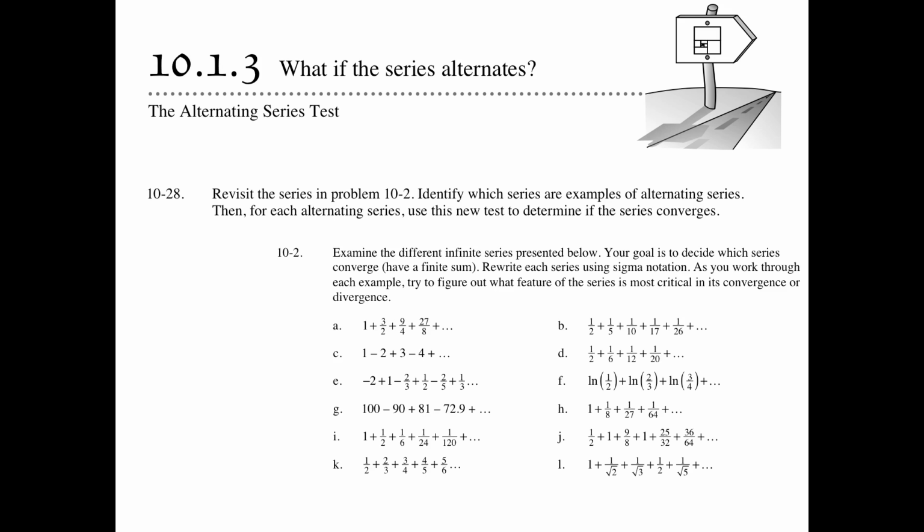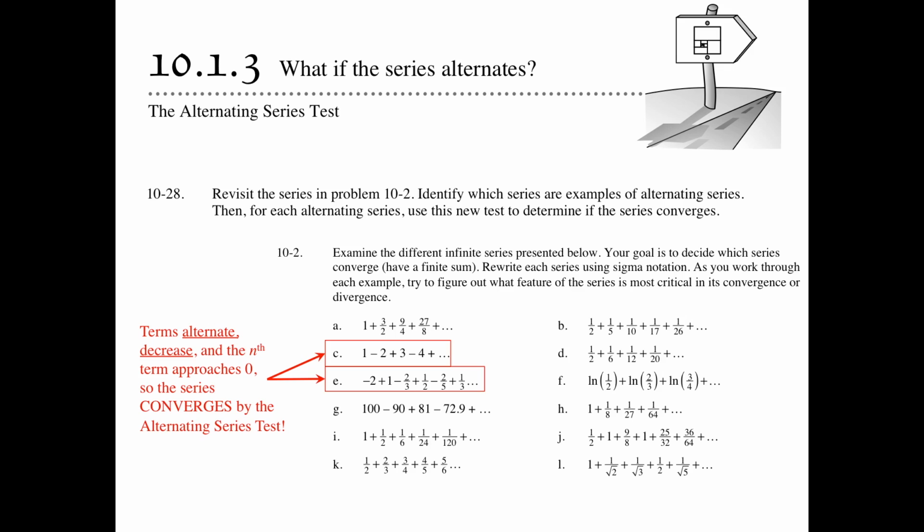And we conclude this lesson by returning to the set of series from problem 10-2 and identifying which ones can be proven to converge or diverge by the alternating series test. Students will pull out their work from lesson 10.1.1 and refine their predictions on the series that apply.